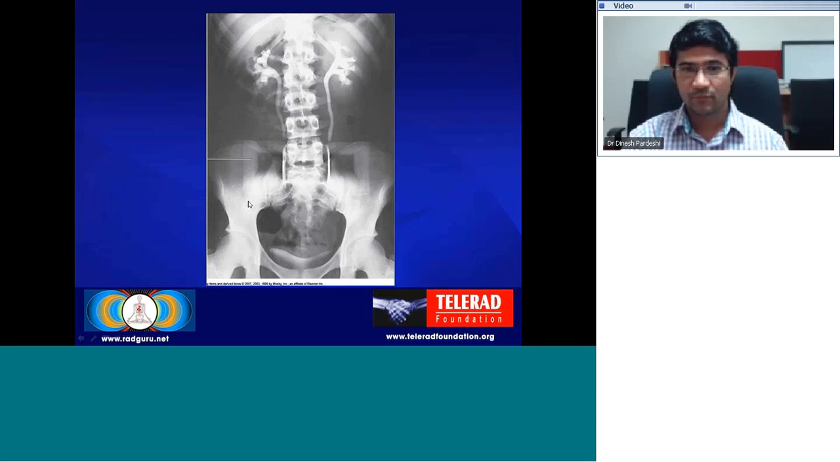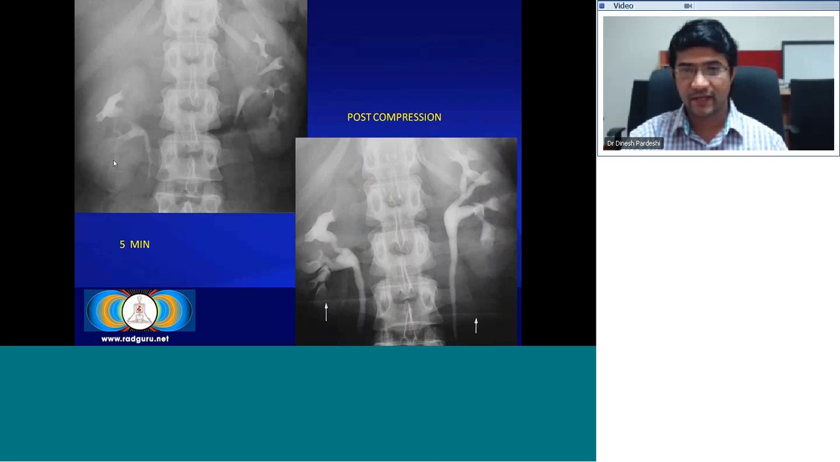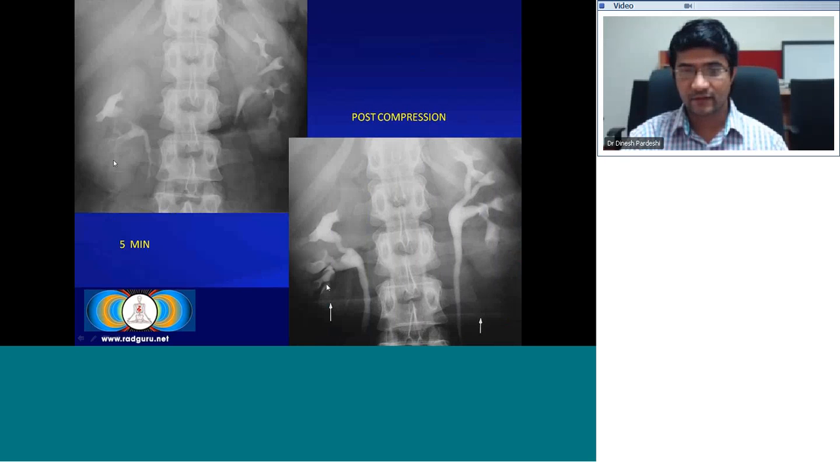So this is the post compression film obtained. This film can be limited to the ureter and the kidneys, that is a 24 by 70 centimeter film, or it could be a larger film also. In this case we can very nicely see the well opacified ureter and pelvic calyceal system. The other benefit of compression: in this case this is a 5 minute film obtained in a patient where we can see the pelvic calyceal system is probably not opacified. We are not very sure whether there are filling defects or calculi or what. But after application of compression, the pelvic calyceal system is very nicely opacified. You are very sure that the calyces are normal here, the papillae are normal, there is no stricture, nothing. So compression helps us to confidently rule out any abnormality in this case.